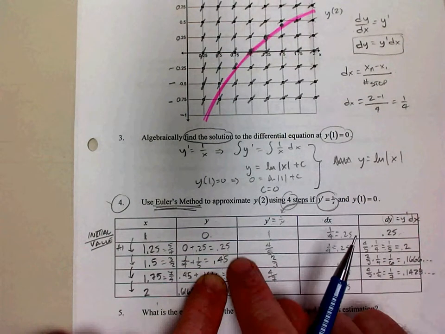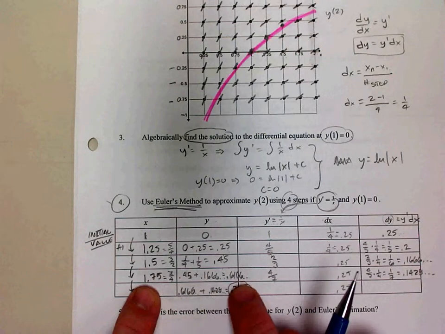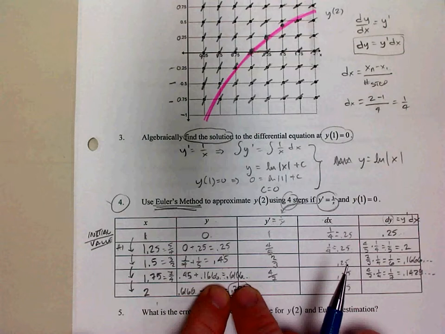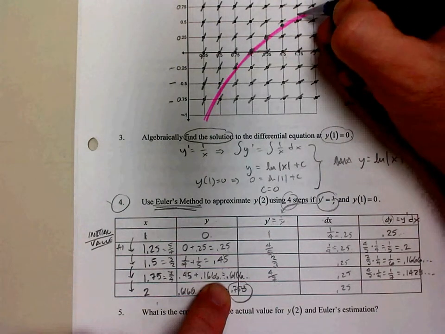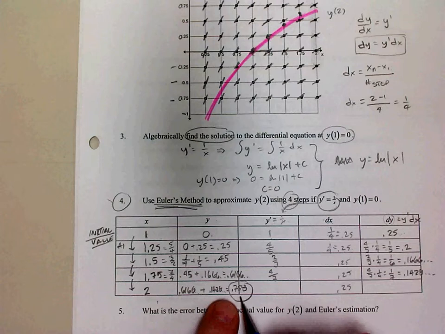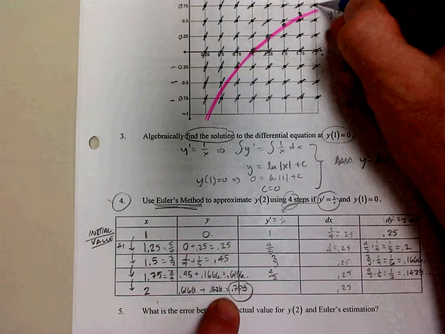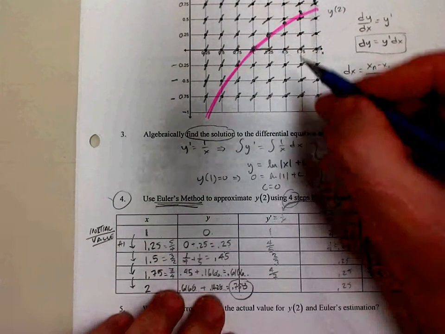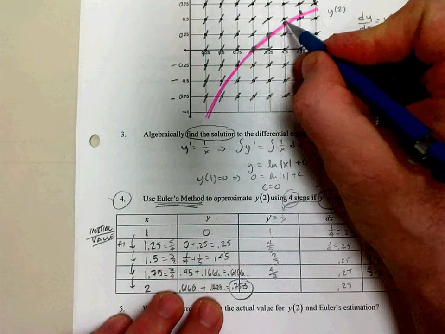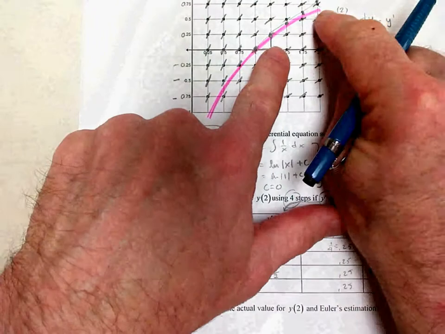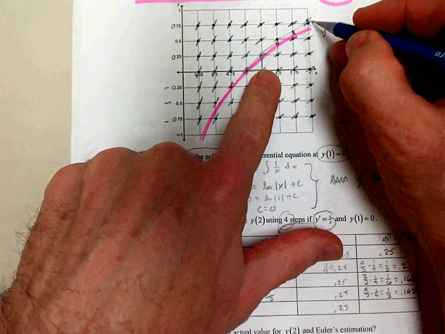At x equals 1.75, we predicted or estimated a value of 0.6 something, which is going to put us right about in here, it looks like. And then finally, when x equals 2, it looks like we're just a little bit above 0.75, and you can see that these tangent lines would have all been above the curve and overestimated, but it doesn't look that far off with Euler's method.